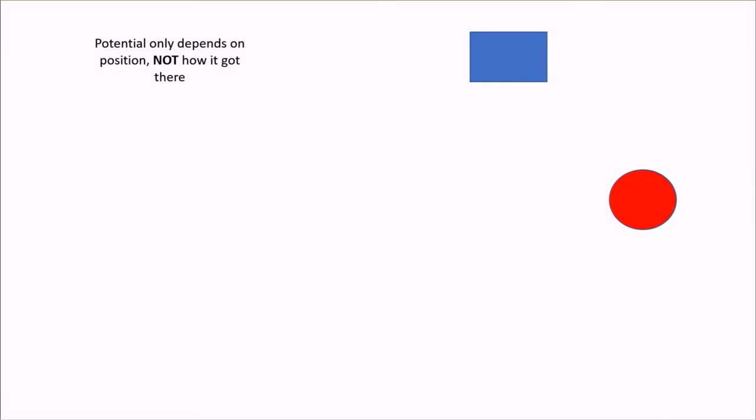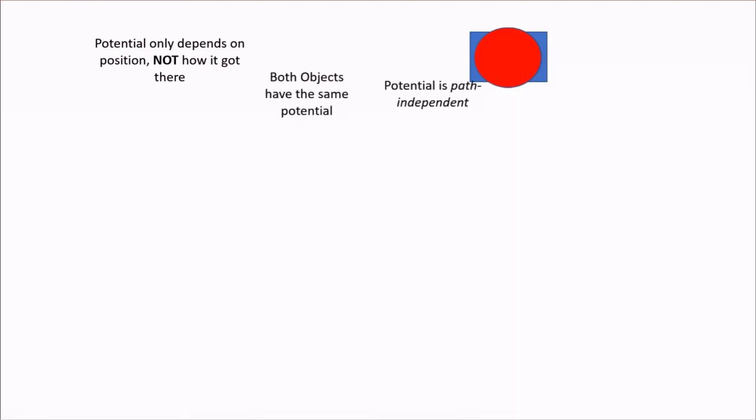Now I just want to say a few words about potential energy in general. Potential energy only depends on the position of the object, and not on how it got there. For instance, an object could just rise straight up and have a certain gravitational potential, or it could take some crazy path all over the place. But if they both end up in the same place, then the potential is the same. We call this path independence, and it simply means that whatever path we take to get to a position, the potential is the same. This path independence is what makes some forces have a potential energy associated with them, whereas other forces, like friction, do not.